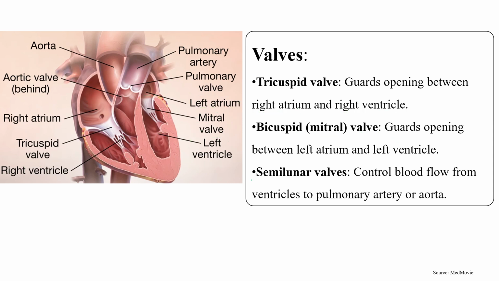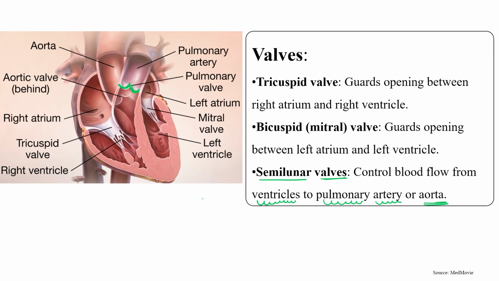Clear? And the third one is known as semilunar valve. It actually controls blood flow from the ventricle to the pulmonary artery, or we can say aorta. Here, this is known as semilunar valve.